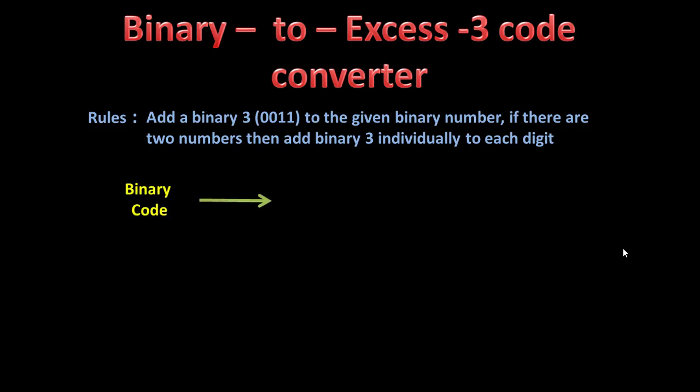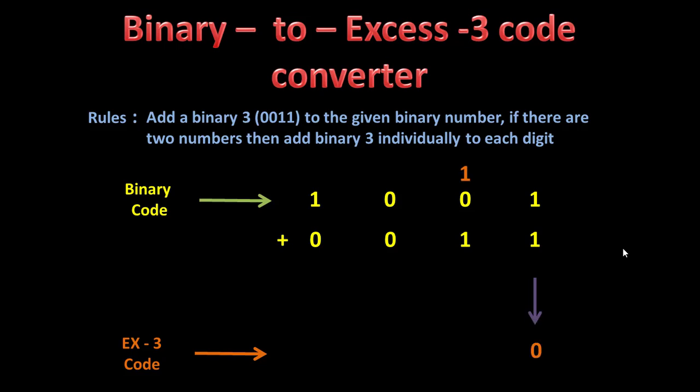Let us take an example where we have the binary code 1001. We need to find the Excess-3 code, so we add 0011, which is binary 3. 1 plus 1 is 0, carry 1. Then 1 plus 0 is 1. Then 1 plus 1 is 0, carry 1. So this is 1. 1 plus 0 is 1, 1 plus 0 is again 1. Then finally 1 plus 0 is 1. So the output we are getting for Excess-3 is 1100 for 1001.